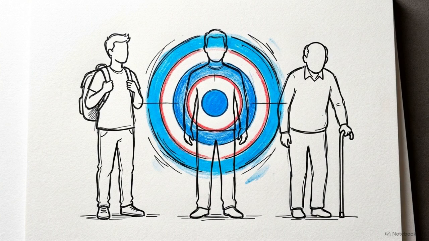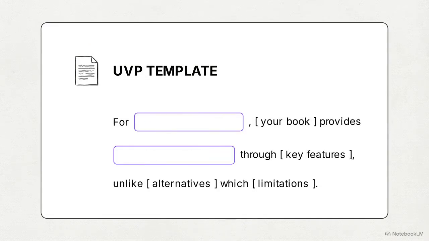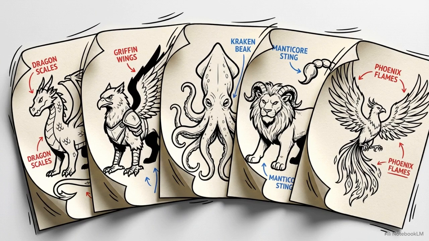First, finalize your unique value proposition. Explicitly state who your target audience is and what main benefit they receive from your book. Plug those exact details into your UVP template. Next, export 5 sample interior pages. These must match the aesthetic we developed earlier: clean, bold, black and white line art.